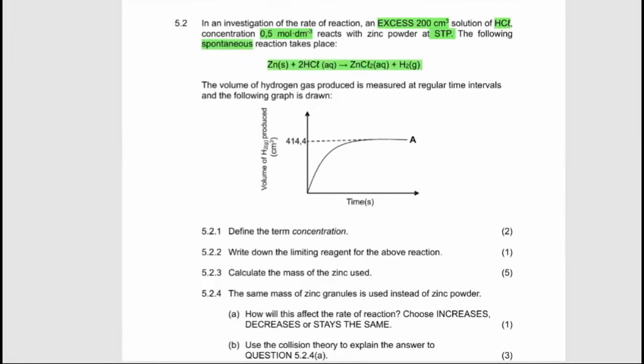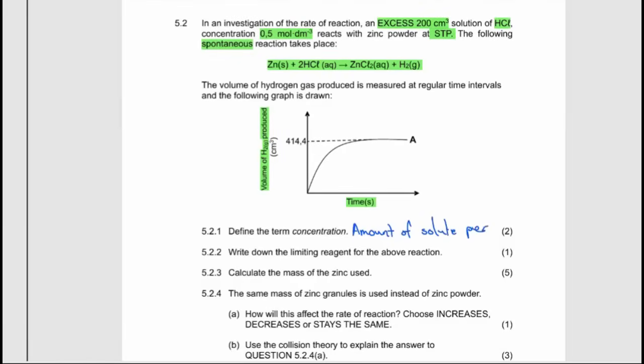Then we're told the volume of the hydrogen gas produced is measured at regular intervals, and the following graph is drawn. So this is the graph that shows the volume of the hydrogen gas produced, in cubic centimeters, and this is the time in seconds. Then we're asked to define the term concentration. So concentration is defined as the amount of solutes per unit volume, like that. Okay, so that's how we define our concentration.